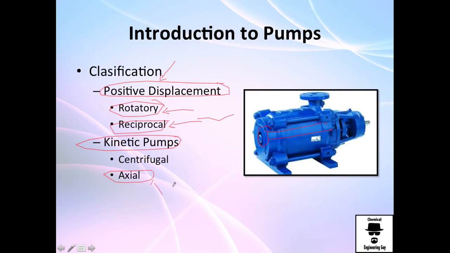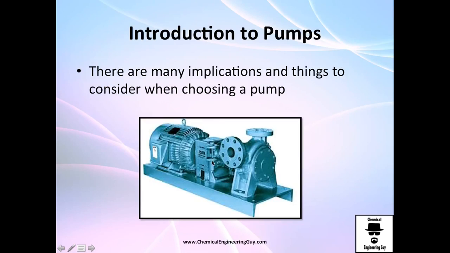Now for kinetic pumps, we have two typical ones. Axial is pretty similar to turbines; you have many blades which move. On the centrifugal, you have only one impeller, which starts moving and pressurizes the fluid.